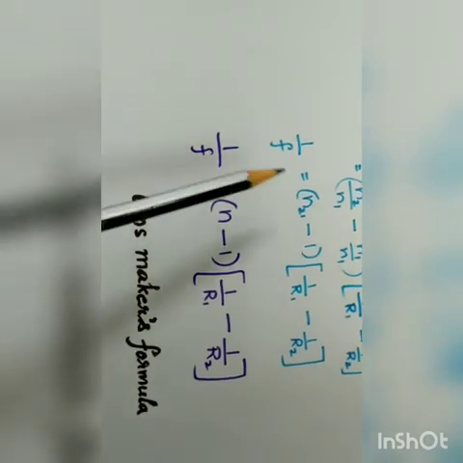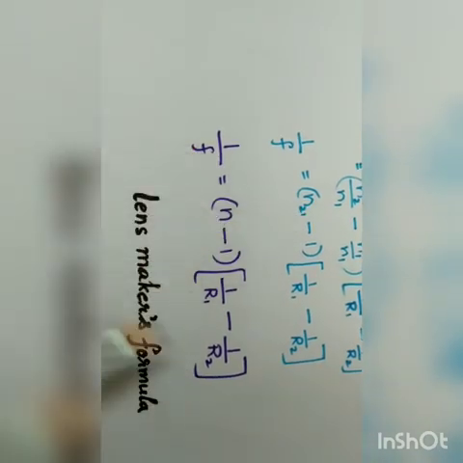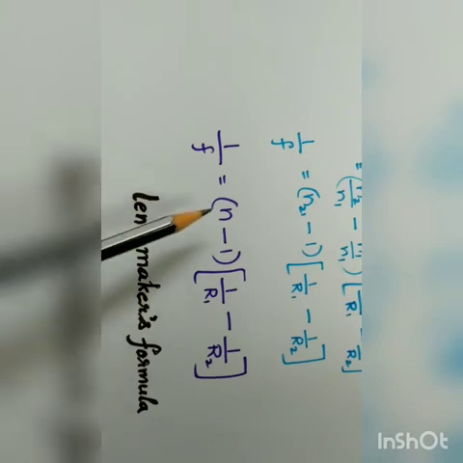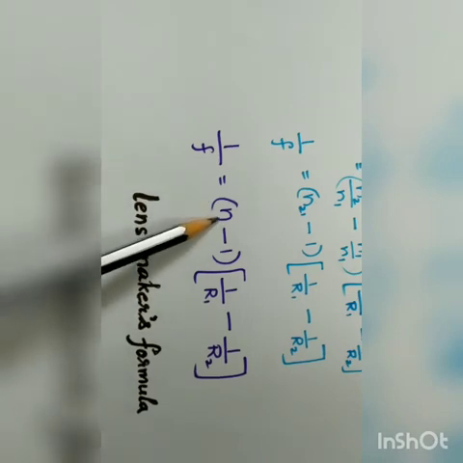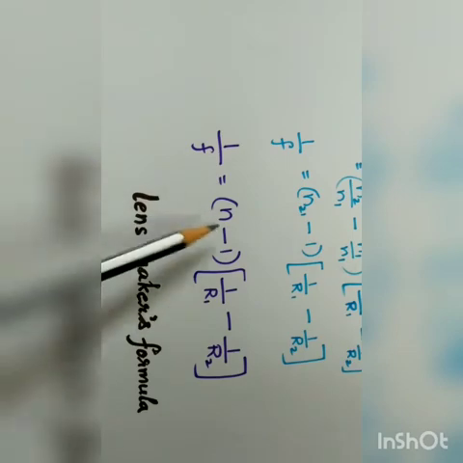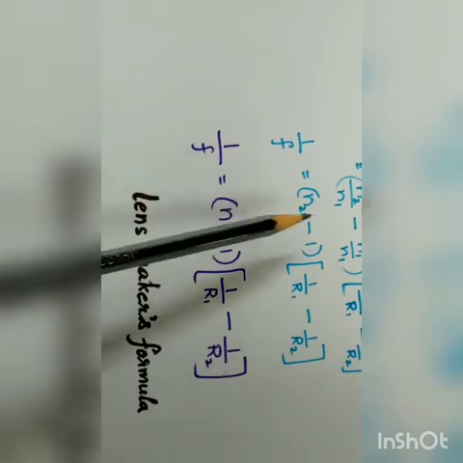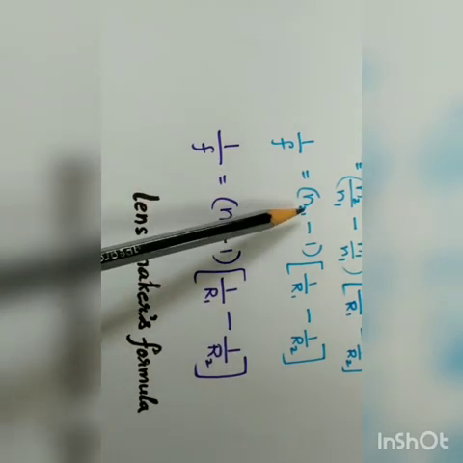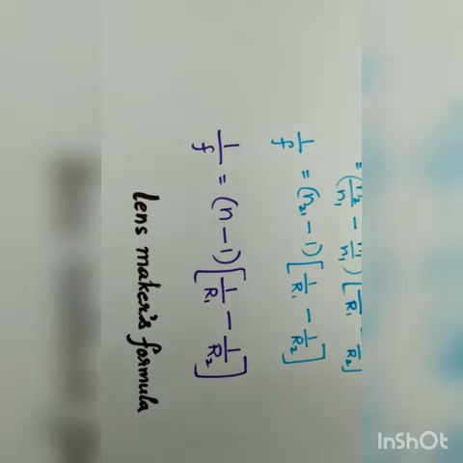Or in general, instead of N21, you can write N, where N stands for refractive index of the material of the lens. Usually, for refractive index of glass, we consider glass with respect to air. N21 is the refractive index of second medium with respect to first medium. Here, the lens is made of glass, so glass with respect to air. And this is called the lens maker's formula.